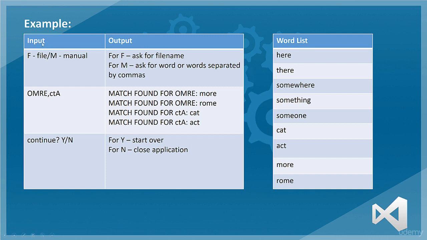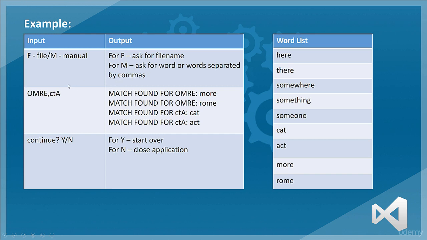So here is an example. First, you choose an input. It's either going to be a file or a manual input. A file is going to be a file name that contains all the scrambled words, or if you want to put them in manually, then as you see here, it says ask for word or words separated by commas. You're going to put in the scrambled words separated by commas, just like you can see in the example.